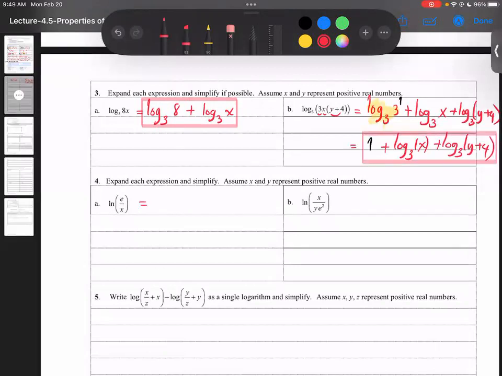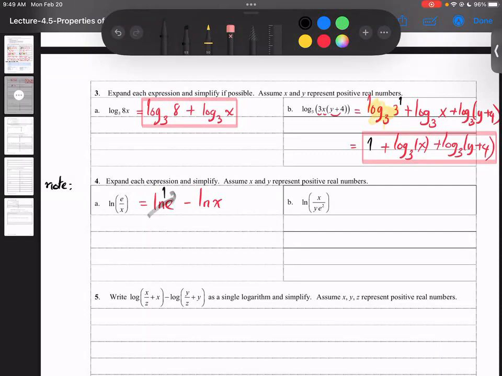Number 4A is the quotient. So quotient becomes subtraction, right? So ln e minus ln x. And I recommend you have it on top of your mind at all times, right?